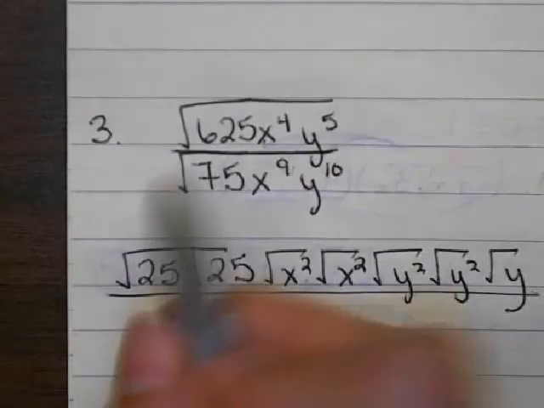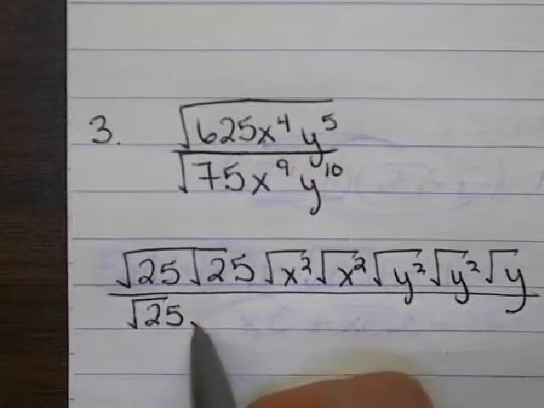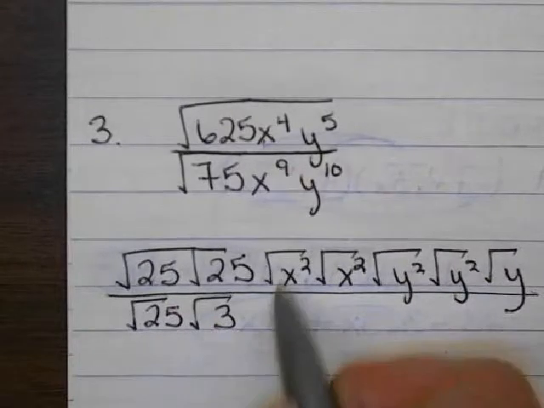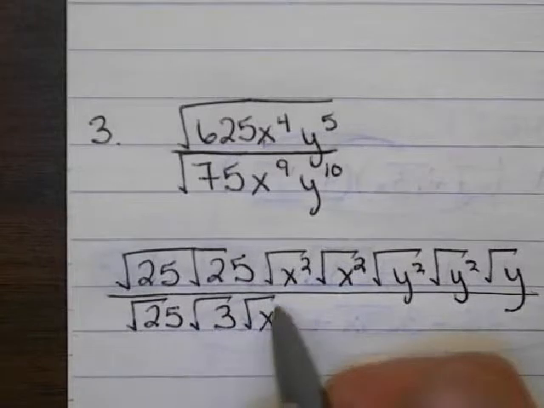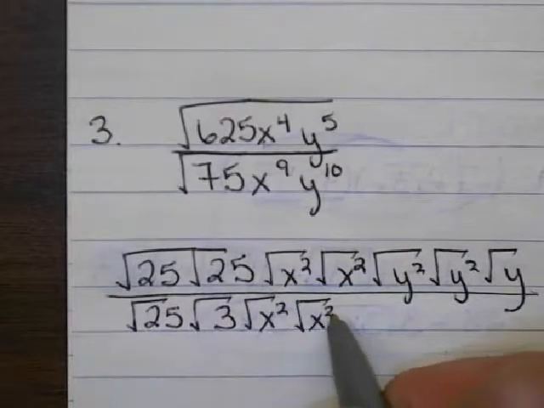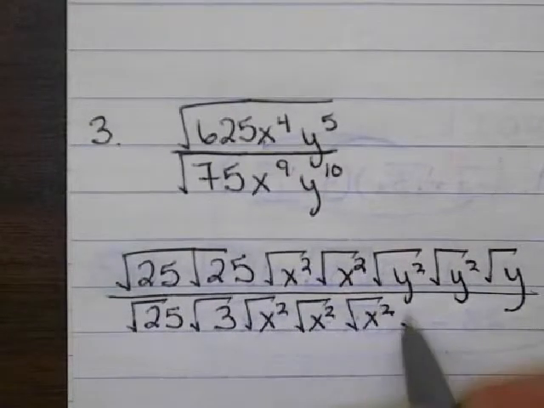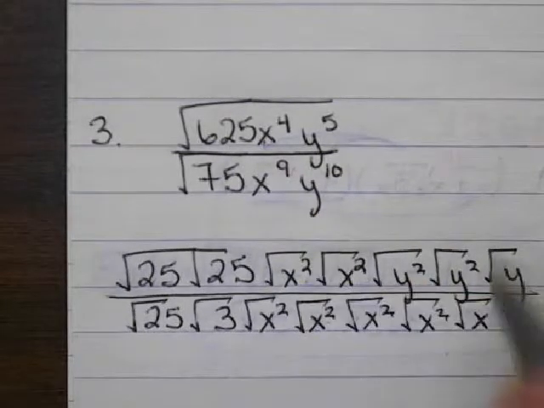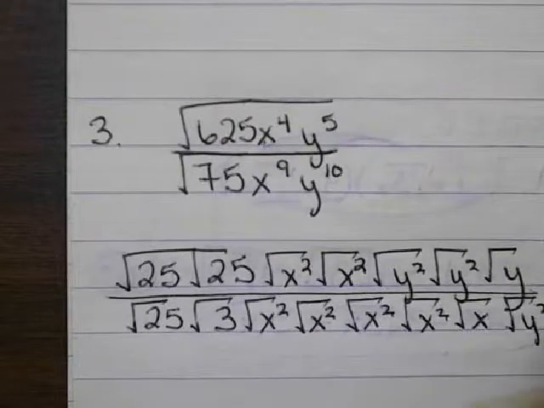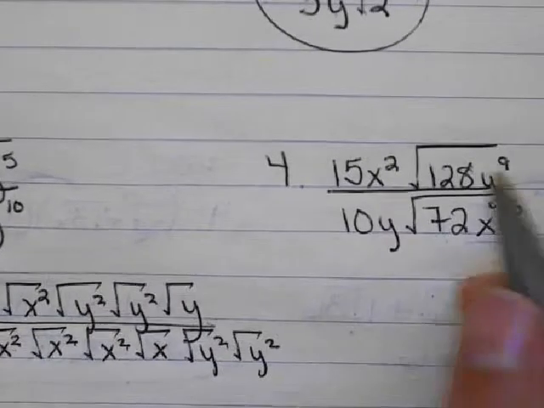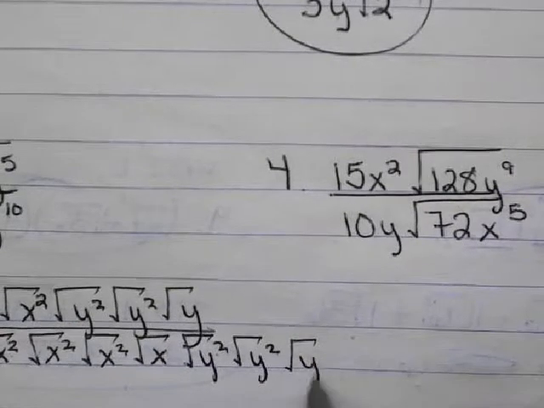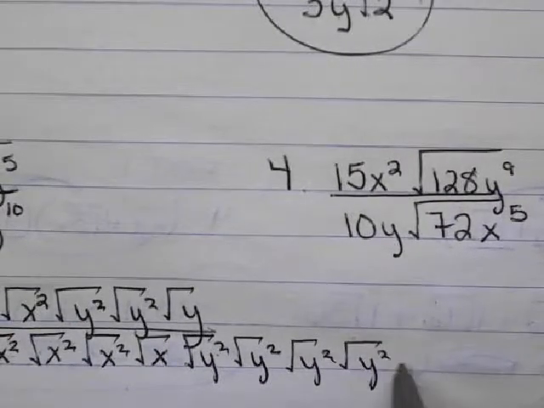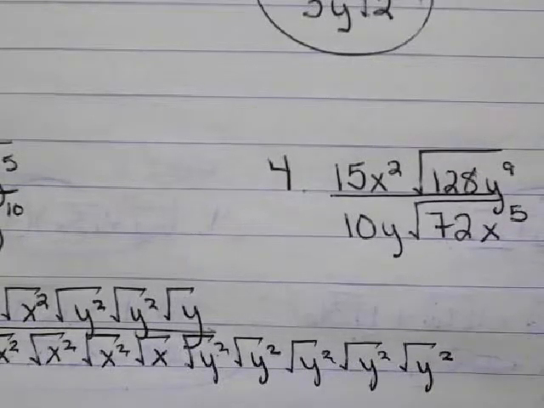All of that over 75 can be broken into 25 and 3. X to the 9th, so that's going to give me x squared, that's 4, 6, 8, and 1 more makes 9. And then I've got 10 y's. So we have a y squared, that's 2, 4. I'm out of room here. I'm going to run into my next problem. That's alright. 2, 4, 6, 8, and 10.